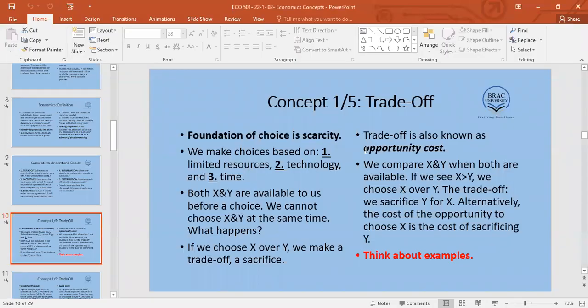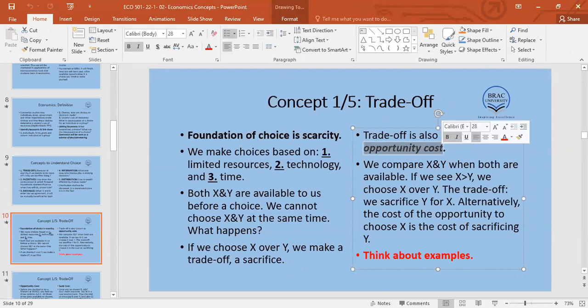Now, in order to do that, we confront something called opportunity cost. If you have never heard this word before, probably you have if you have done a basic economics course. Now, if I ask you to write a meaningful sentence with opportunity cost, what will you do? The cost of an opportunity, right?